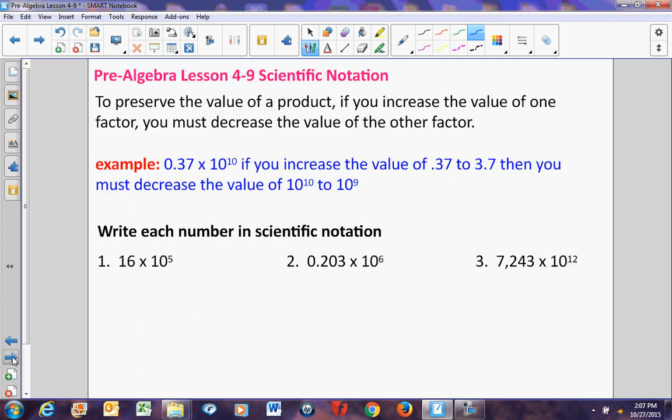Now, to preserve the value of a product, if you increase the value of one factor, you must decrease the value of the other factor.